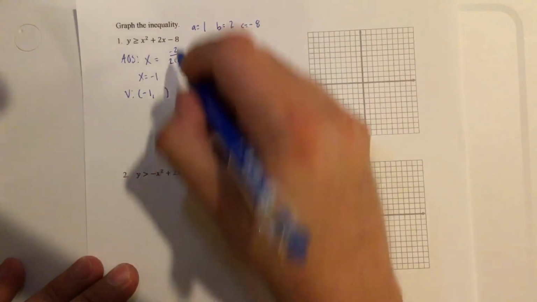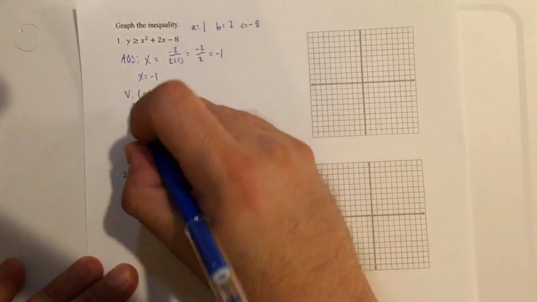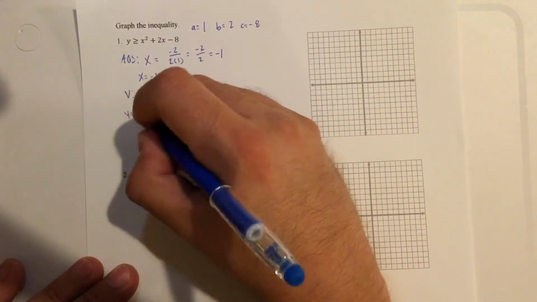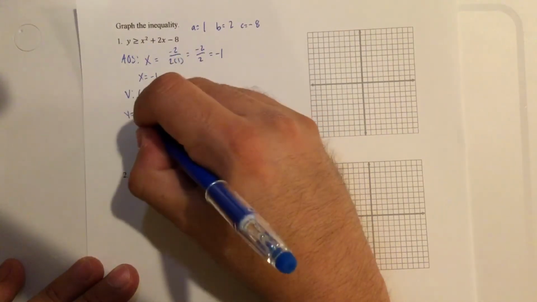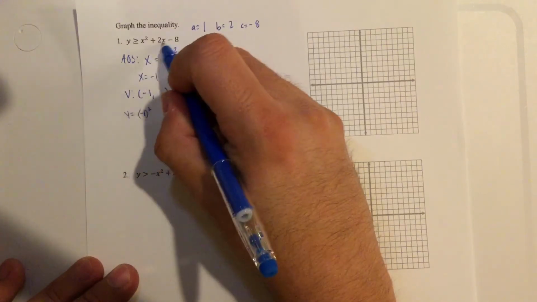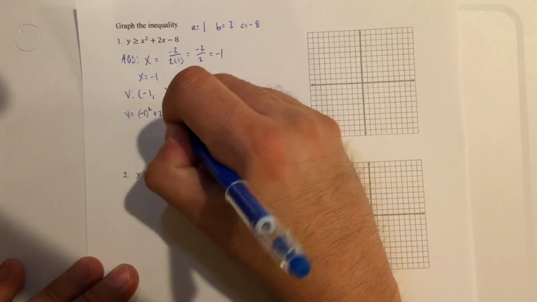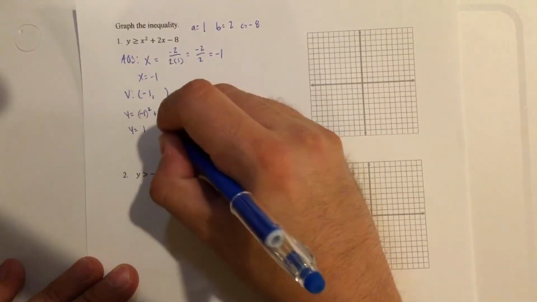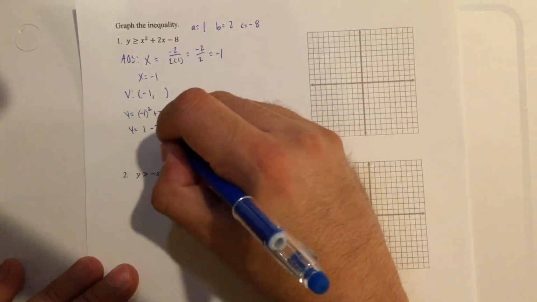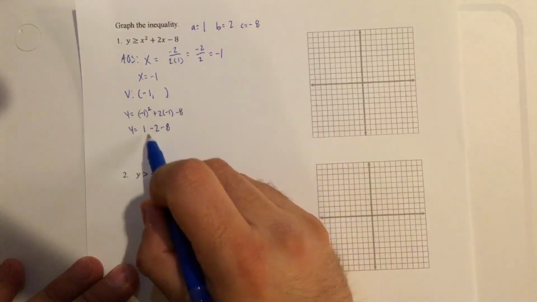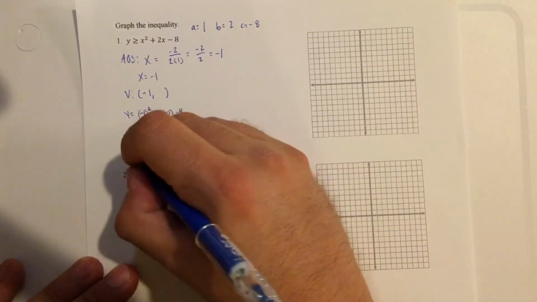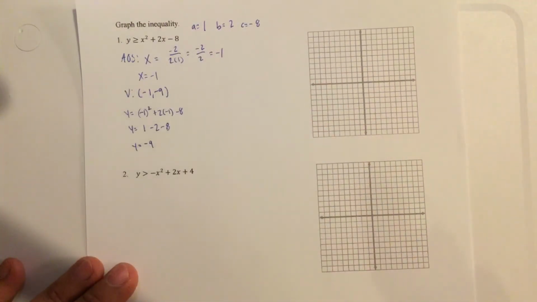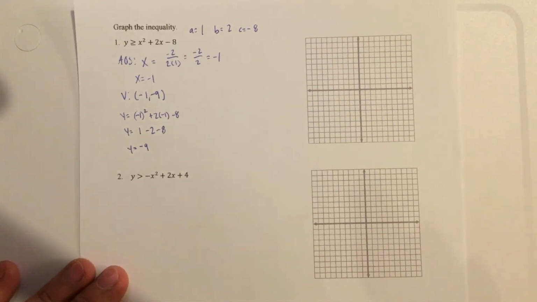For my vertex, we already know the x value is -1. Now we're going to substitute this into the equation here. So we get y equals x squared is -1 squared, so in parentheses squared, plus 2 times -1 minus 8. Y equals -1 squared is 1, 2 times -1 is -2, minus 8. And then 1 minus 2 is -1, minus 8 is -9. So now we have the vertex of -1, -9.